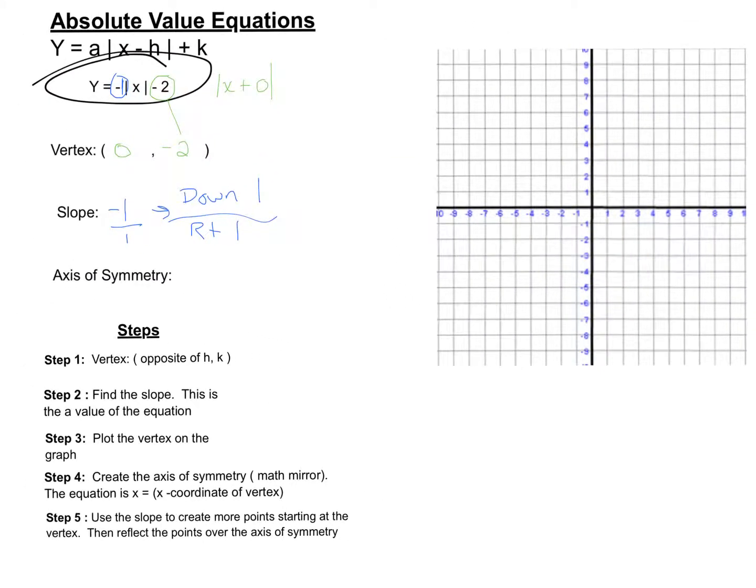Alright, so we fixed all those problems. Okay, so we have the vertex, we have our slope, so let's start plotting things. Let's start by plotting the vertex. We have the coordinate 0, negative 2.